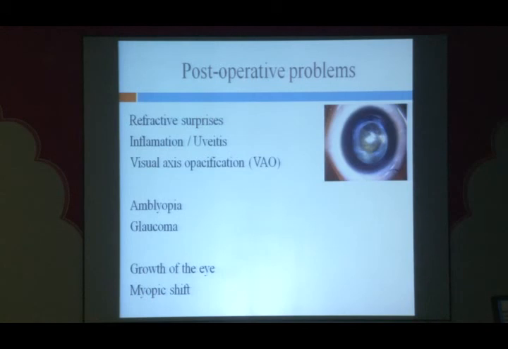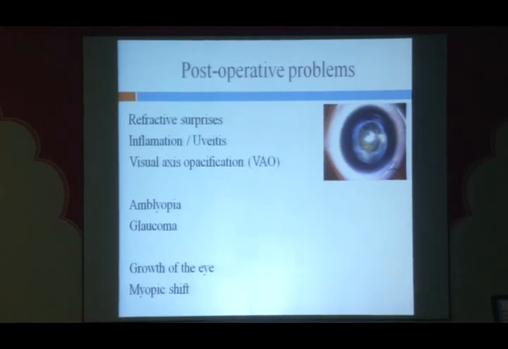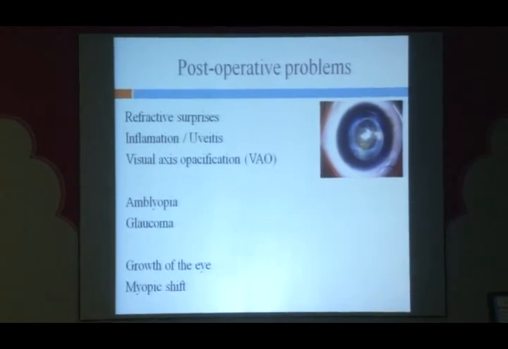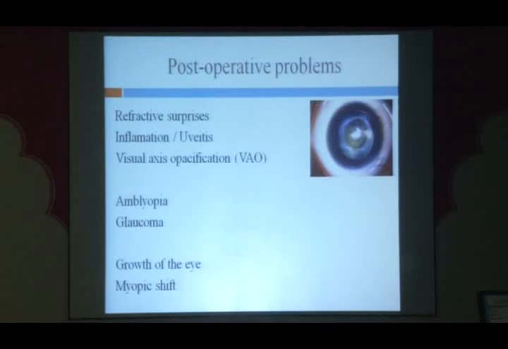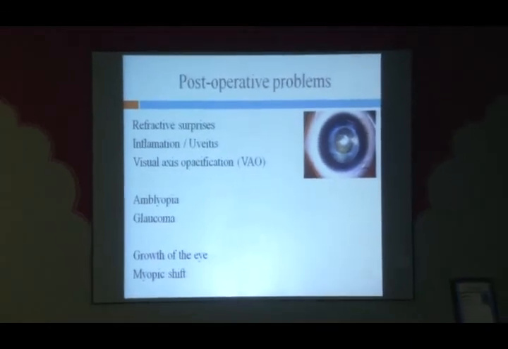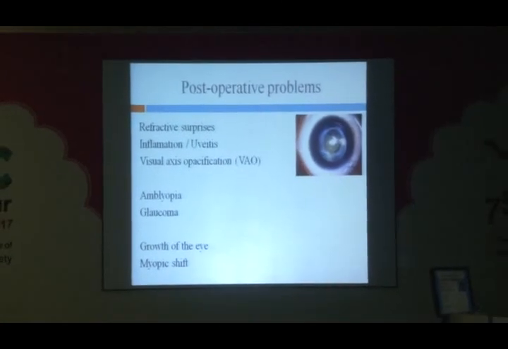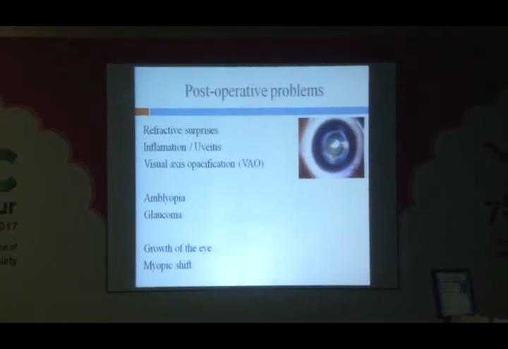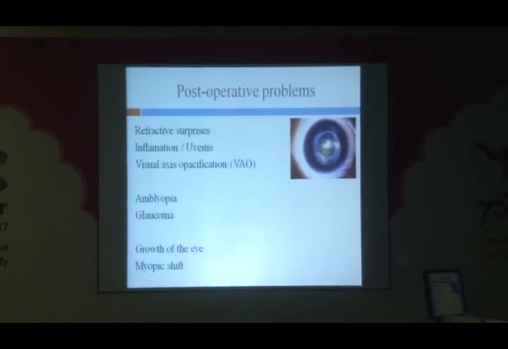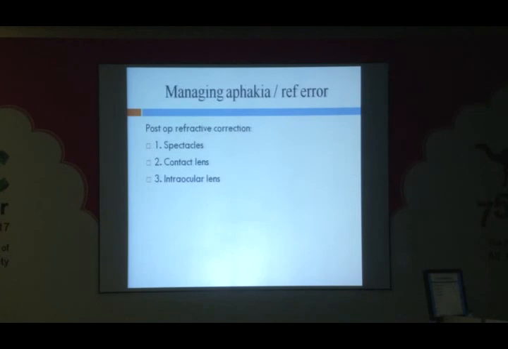So, of course, some of the post-op problems that we deal with in our amblyopia and refractive clinic are refractive surprises in the post-operative period, which you have to handle by add-on lenses, inflammation, uveitis, and post-op opacification of the media, which are extremely important to be evaluated. So you do a great surgery, but you know that almost 80 to 100% of the children at some time in their life are going to have some degree of opacification, which you need to be very careful and follow up. Amblyopia, glaucoma, growth of the eye becomes differential the moment you put in a lens in one of the eyes, and myopic shifts, which you have to predict. So it's a big job to manage these children.